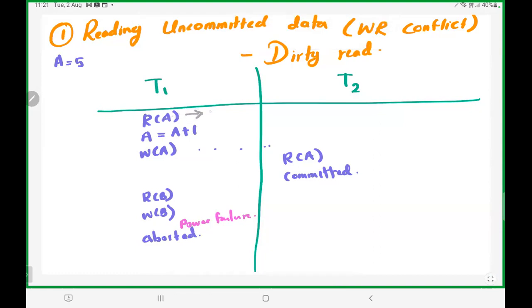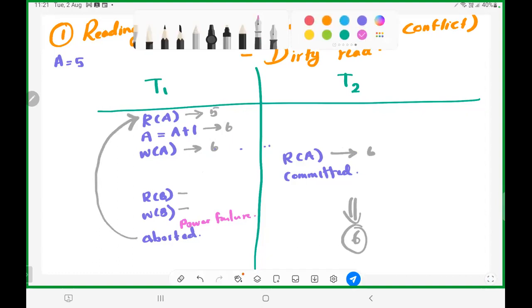Read A. It is 5. And they add 1. It will be 6. And they write into the buffer, it is 6. Then the T2 transaction reads A. Read A means 6, because it is in the buffer now after the write. And then committed. Then the output will be 6. It finished and committed. Then they read B and write B. And aborted means rollback. Nothing happened. Nothing changed.